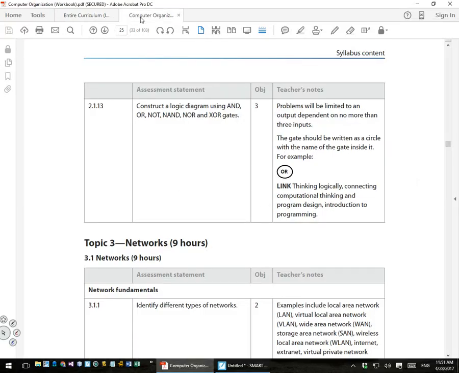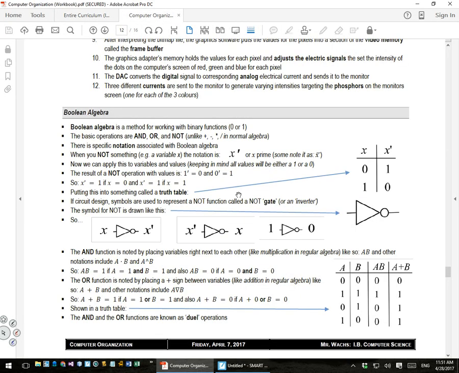And then right here, construct diagrams using AND, OR, NOT. These will be limited to output dependent on, again, no more than 3 inputs. The gate should be written as a circle with the name of the gate inside it like that. And that's it. That's that. Let me just show you what we did in ours. So we did a lot more than that.